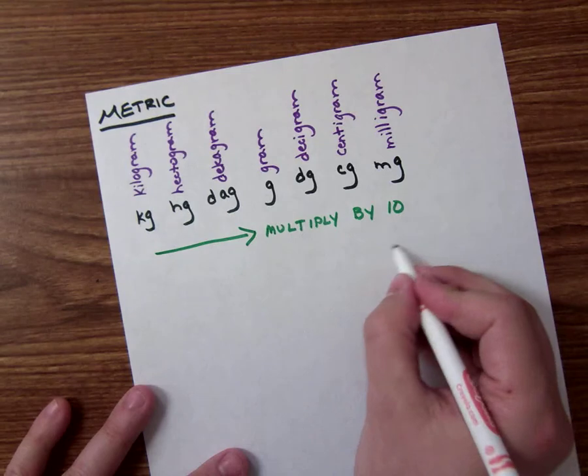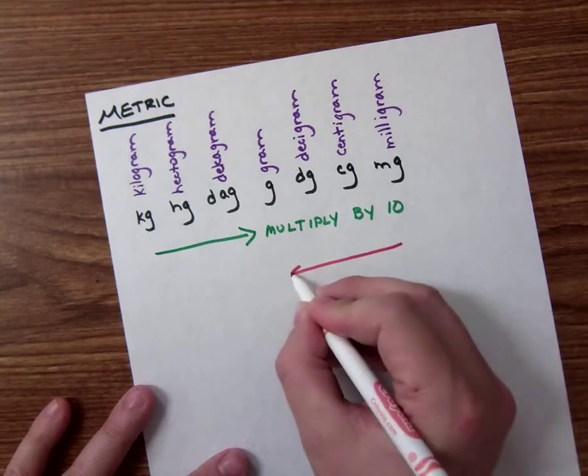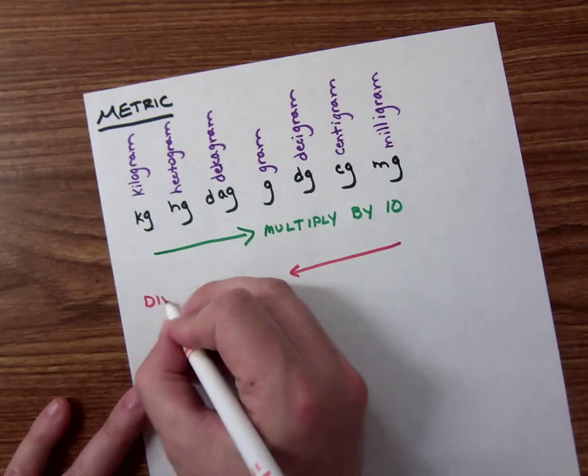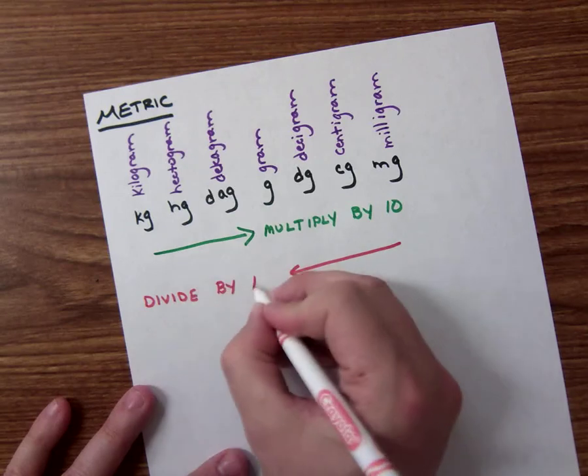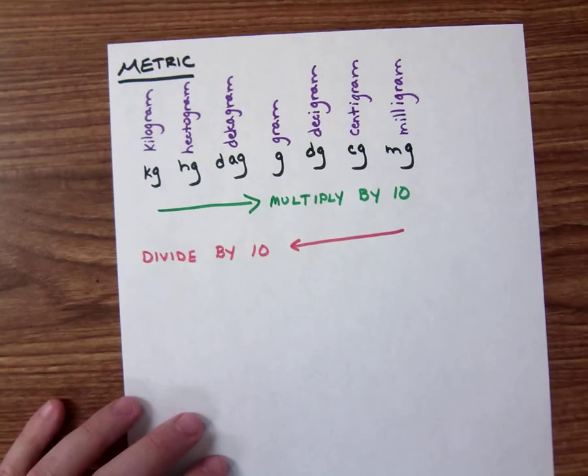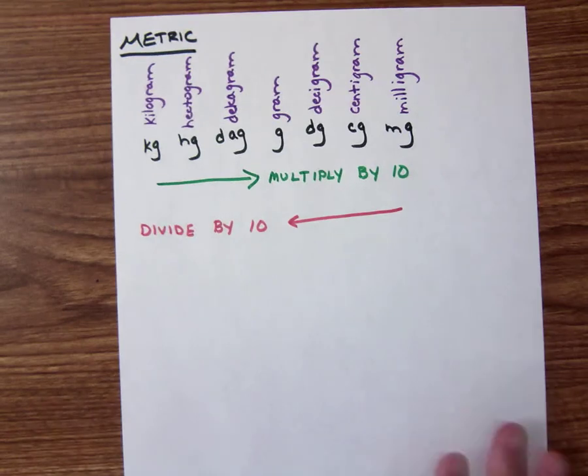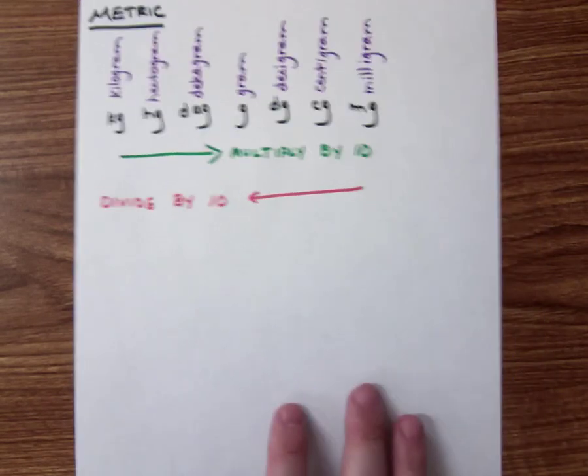And if I'm moving from right to left, I'm going to divide by 10, just like the system of length.